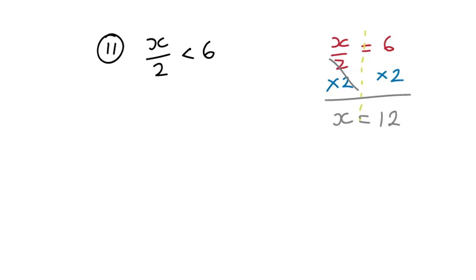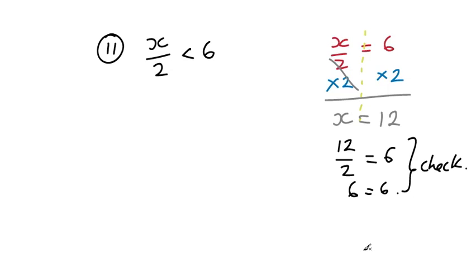And then we could check. We could take our 12 and put it back in. So we'd end up with 12 over 2 equals 6. So does 12 over 2 equal 6? Yeah, 6 does definitely equal 6. So this bit right here would be our check. Okay, now all of this stuff here is if this was an equation, because of the equal sign. So we don't have an equation, but we have an inequality.